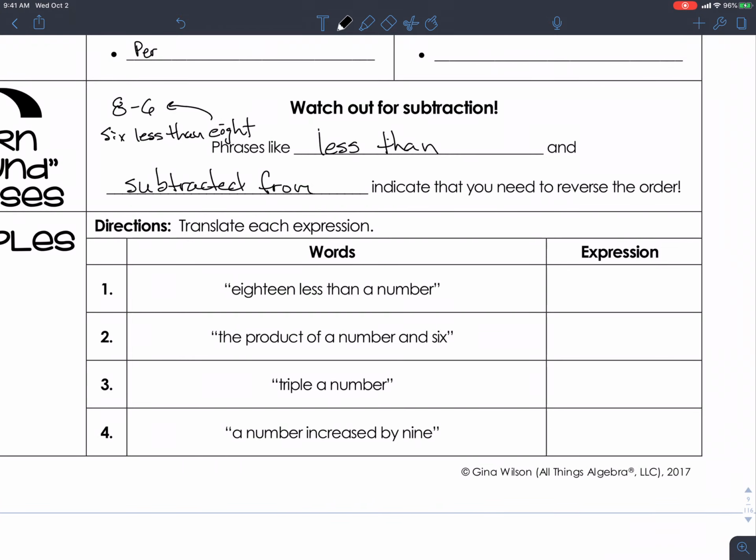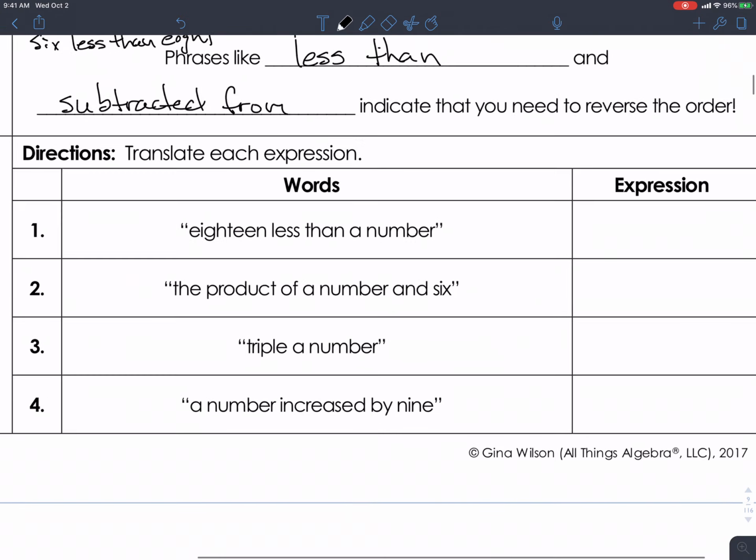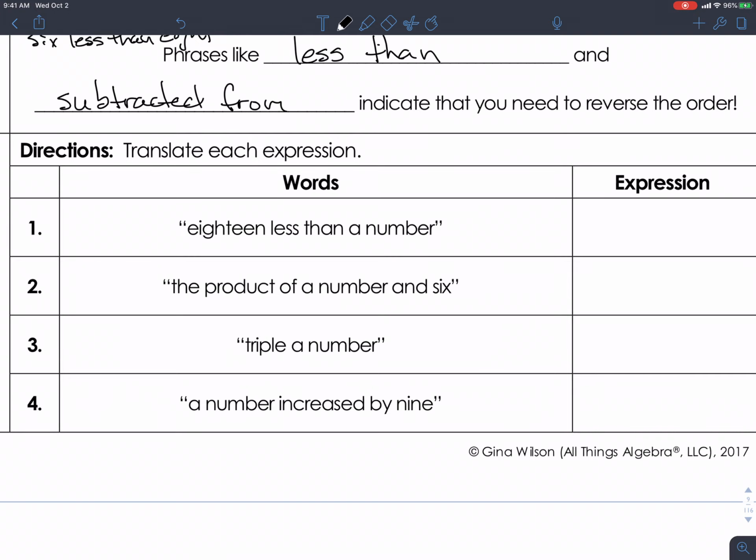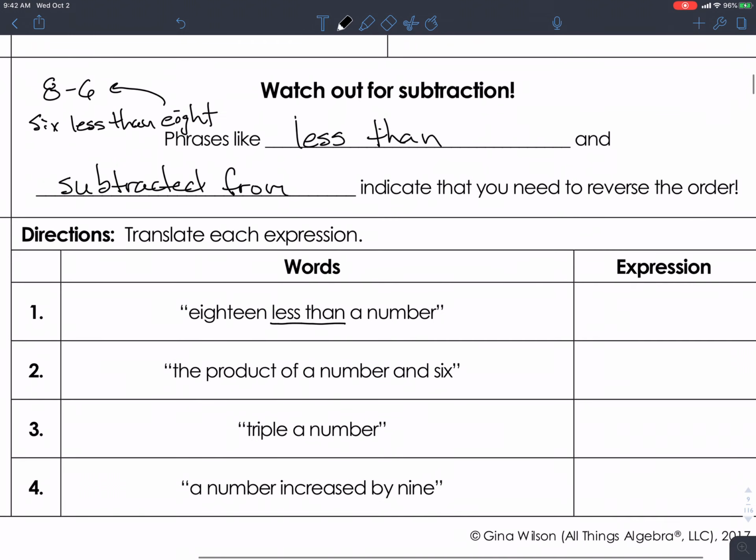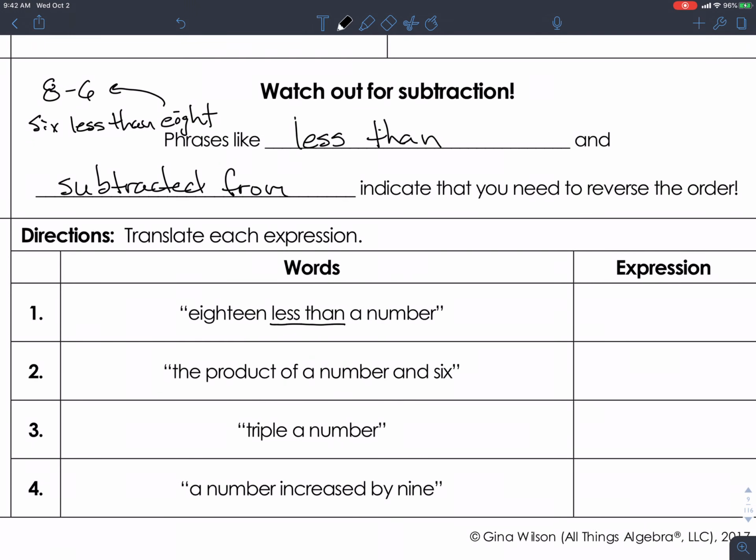Converting words into expressions. 18 less than a number. So underline that. Where did we see that? Just right here in these turnaround phrases. So 18 less than a number. Well, what's a number? It's got to be a variable. And since they're using the word number, I'm going to use the letter n. And less than is minus. We already know that. And this is 18. But we've got to flip that around because it's a turnaround phrase. n minus 18.